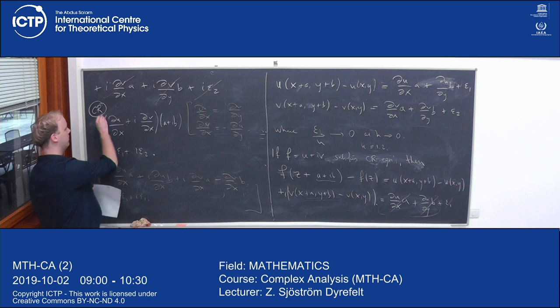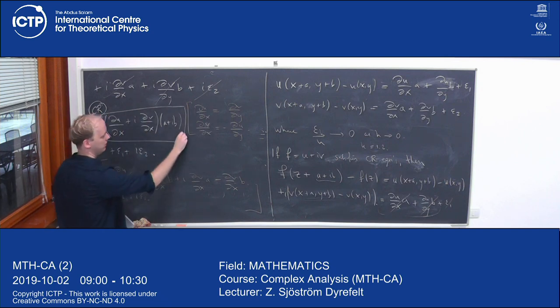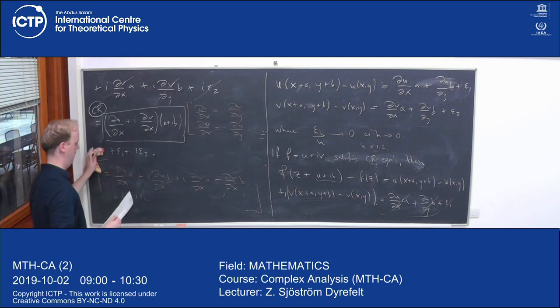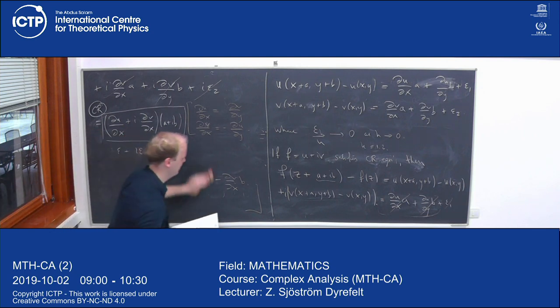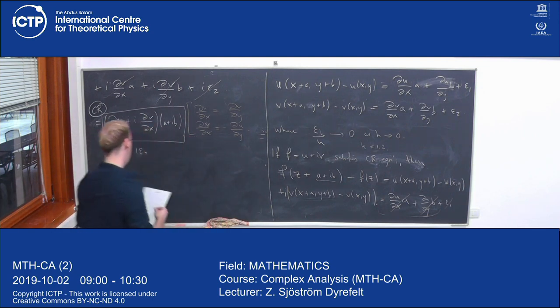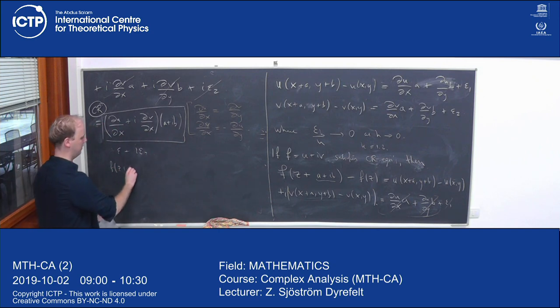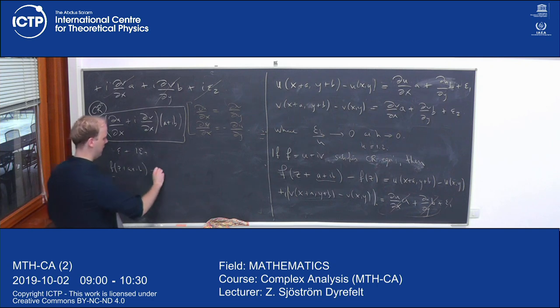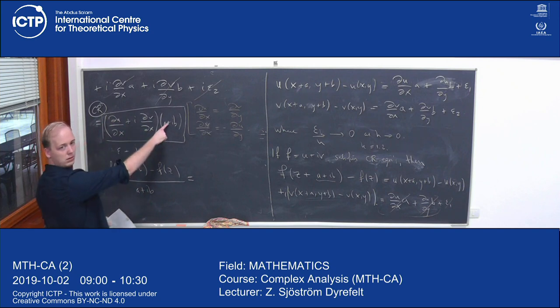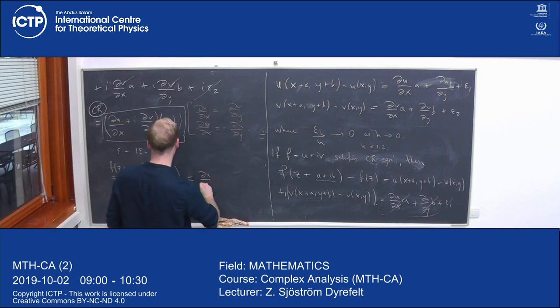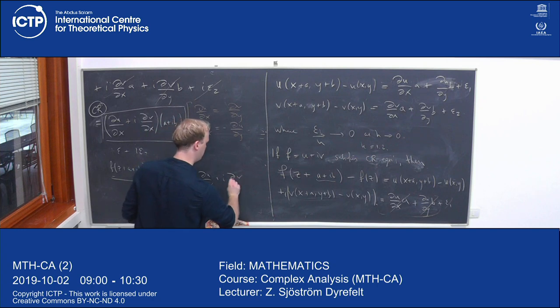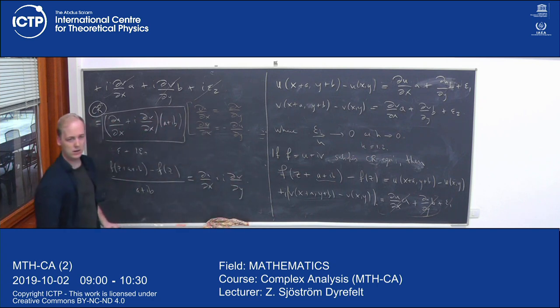So we have this, and we are convinced this calculation is true. Now what this means is that if you look at f of z plus a plus ib minus f of z, divided by h, where h is a plus ib, then this is equal to, you divide that by this, partial u partial x plus i partial v partial y.